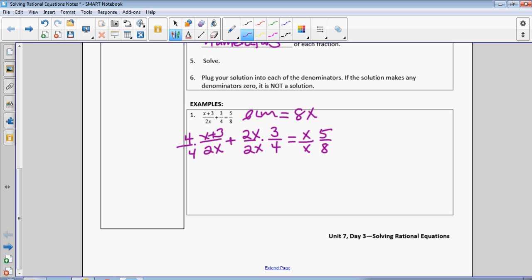So now all of my denominators are 8x, and once they're all 8x, you can drop them, and we're going to work only with the numerators. So my numerators, let me distribute the 4 times the x and the 4 times the 3, so I have 4x plus 12. 2x times 3 is plus 6x, and x times 5 is 5x. So combining like terms, I have 10x plus 12 equals 5x, and now just solving your linear equation.